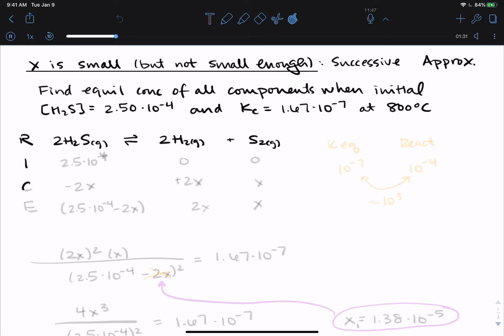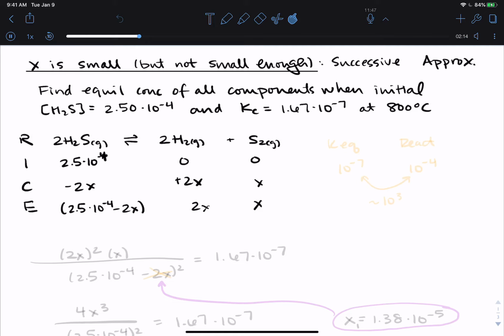So let's get our RACE table set up. I've got the reaction already. My initial H2S is 2.5 times 10 to the minus 4th, 0, 0. I have to go to the right, so minus 2x, plus 2x, and x. And now my equilibrium row is 2.5 times 10 to the minus 4th minus 2x, 2x, and x. So once again, if I were to set this up, I would end up with a cubic root that I cannot solve, especially not with the calculators that we have.